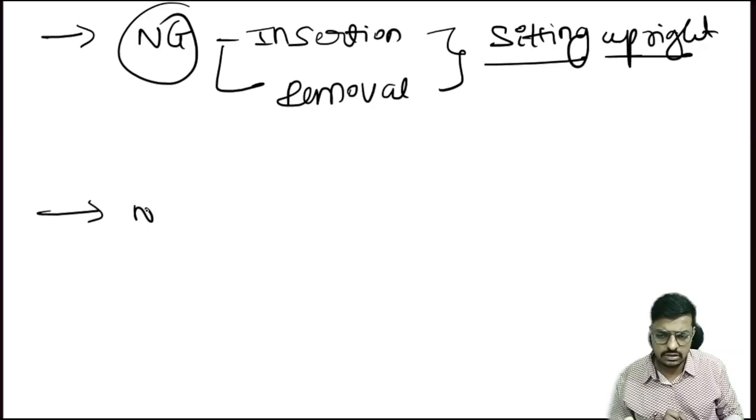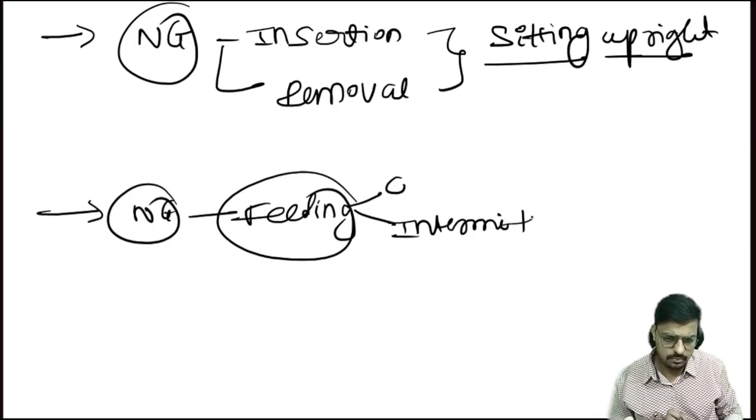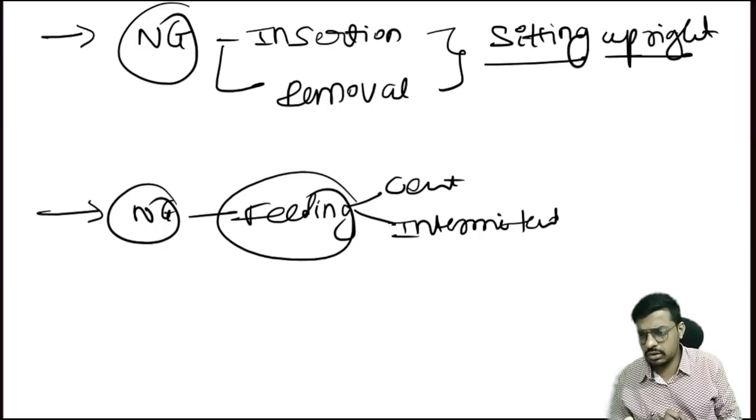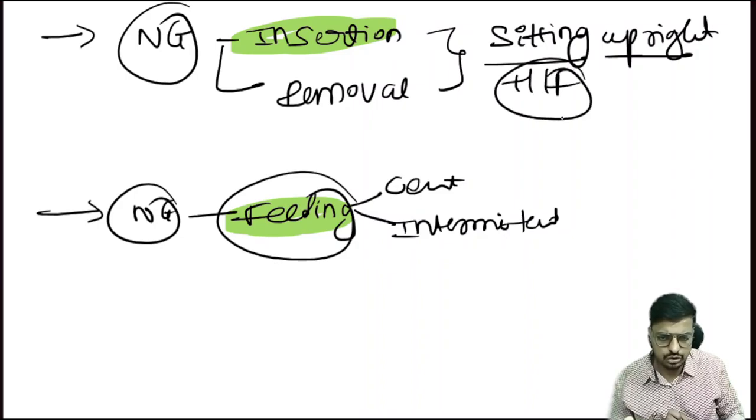The second one is nasogastric feeding. Nasogastric feeding may be continuous feeding or intermittent feeding. The best position during insertion is different from the best position during feeding. Here we can say this is the high Fowler position. Here we have to give the semi-Fowler position.